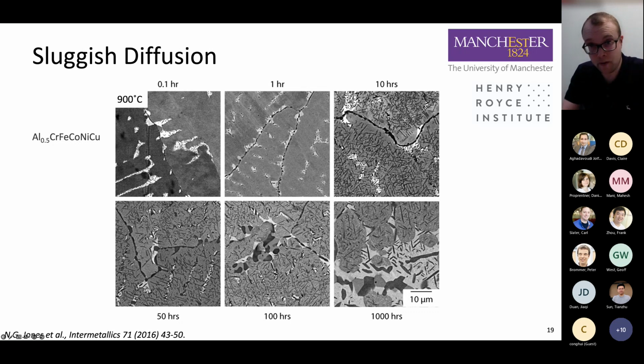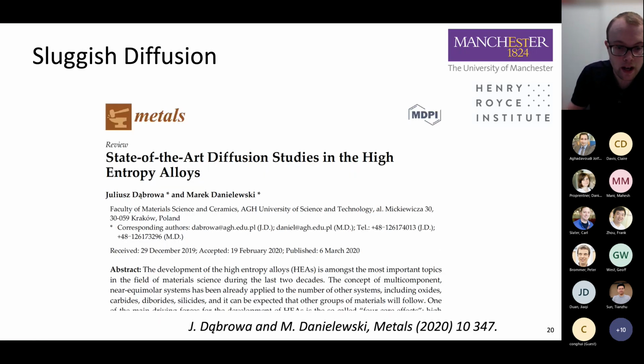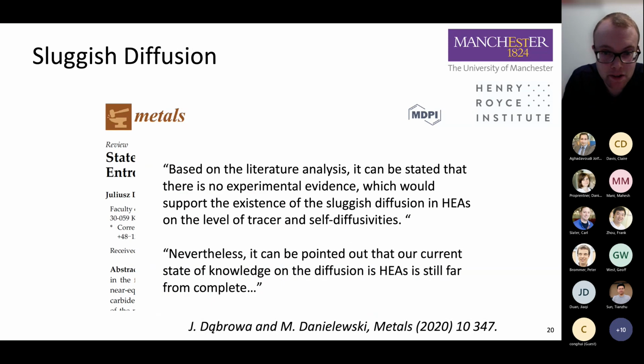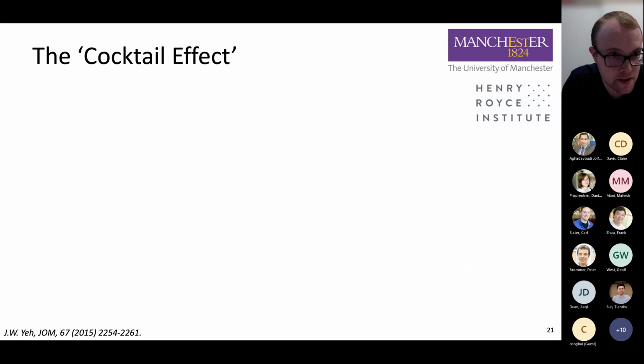And actually, there are people who've done proper diffusion calculations and diffusion studies. The surname here is Dobrova, I believe, but anyway, this is a great paper that talks about the state of a lot of diffusion studies in high-entropy alloys, and they conclude that based on literature analysis, it can be stated there is no experimental evidence which would support the existence of a sluggish diffusion effect. Nevertheless, it can be pointed out that our current state of knowledge in diffusion of HEAs is far from complete. So it's a similar sort of story to the lattice distortion business.